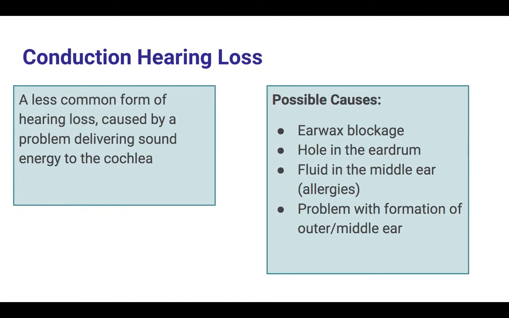The less common type is conduction hearing loss. That means there's a problem actually getting the sound energy to the cochlea. Those problems can be earwax blockage, which collects nasty bacteria in your ears, a hole in the eardrum, which can happen to people, fluid in the middle ear, which can be because of allergies, or a problem with the formation of the outer or middle ear.